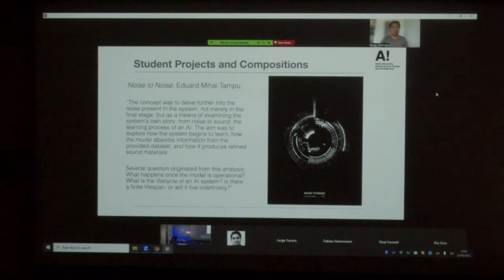This is another student project composition example by Eduard Mihai Tampu, noise-to-noise using GAN space synth for generating audio samples, which were then used for this piece.